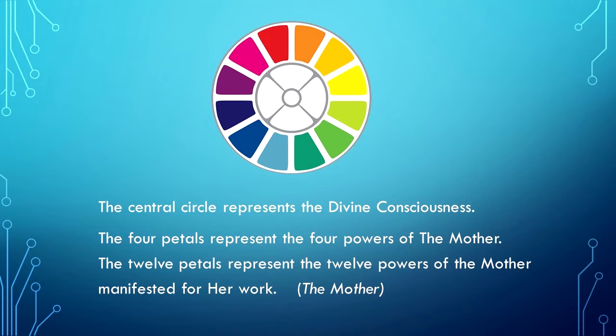So here we are. This is the division into 3 different sections. The central part is the divine, the 4 petals are the 4 powers of the Mother, 4 Shaktis, 4 Mahashaktis, and 12 qualities. The 12 petals, 12 different colors of the Mother, are manifested for her work. These qualities are necessary to manifest those 4 Mahashaktis in the world. We are moving to the next slide.